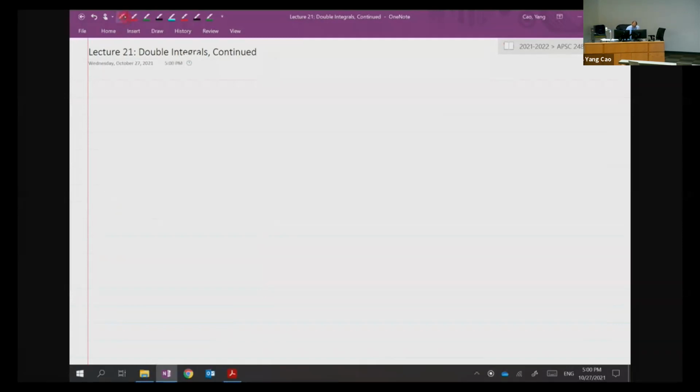All right, good evening, and let's get started. Let's continue on double integral. Today we're going to look at examples. At the end of the previous lecture, we went through the idea of how to scan through the region R.